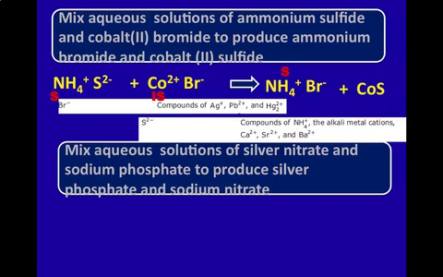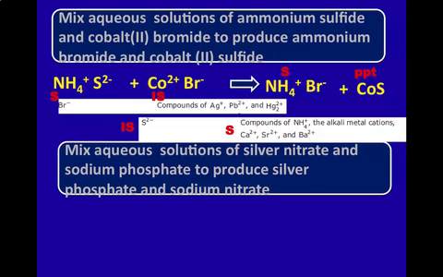Okay, so here's the other part. Sulfide is insoluble unless it's combined with ammonium, alkali metal cations, calcium, strontium, or barium. So I look and it's combined with none of the above. So that's going to be insoluble, which means that you have a precipitate. Alright, let's look at the next one.